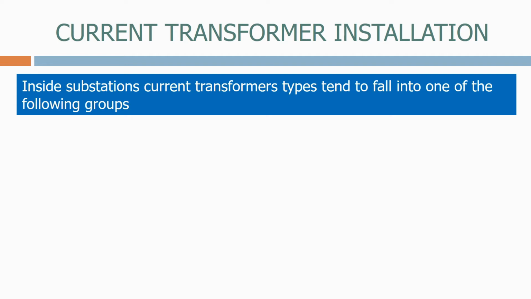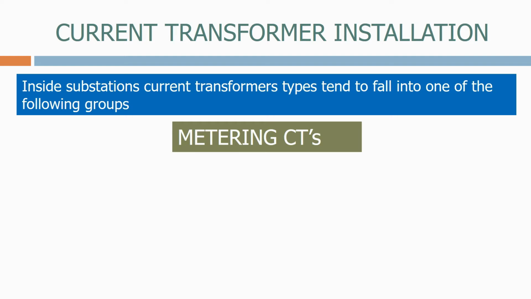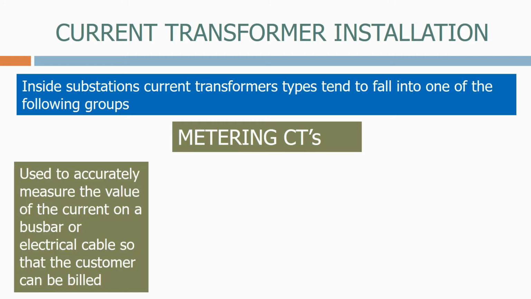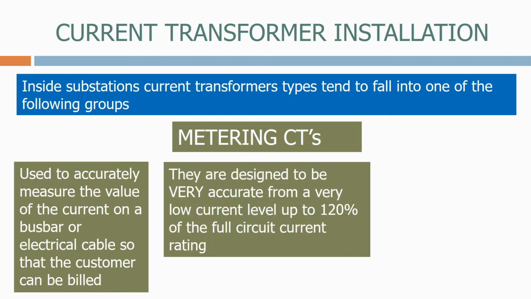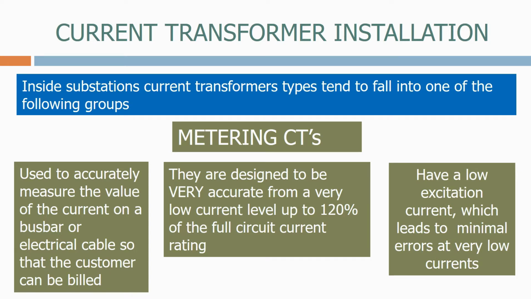Inside substations, current transformer types tend to fall into one of the following groups. Metering CTs, used to accurately measure the value of the current on a bus bar or electrical cable so that the customer can be billed. They're designed to be very accurate, from a very low current level up to 120% of the full circuit current rating. They have a low excitation current, which leads to minimal errors at very low currents.